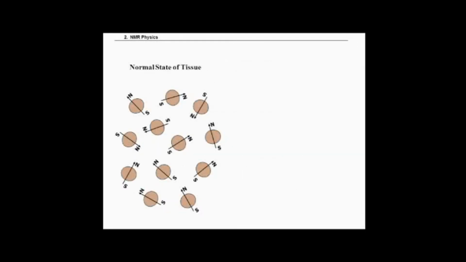Now, in the normal state of tissue, if we look at the magnetic dipole moments on all individual hydrogen nuclei in the body, normal state, if we just have some water in a bottle here, the molecules are tumbling around very rapidly, of course, and their magnetic dipole directions are pointing randomly in various different directions.